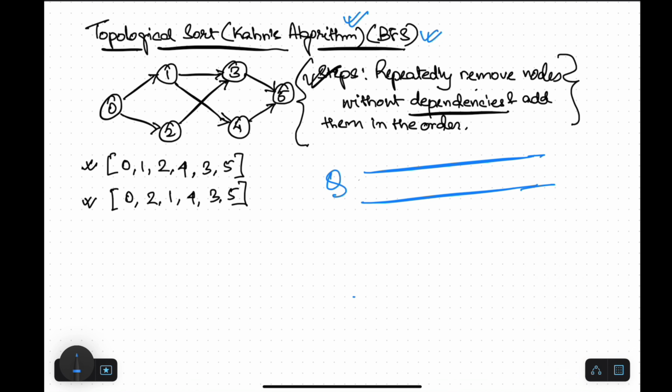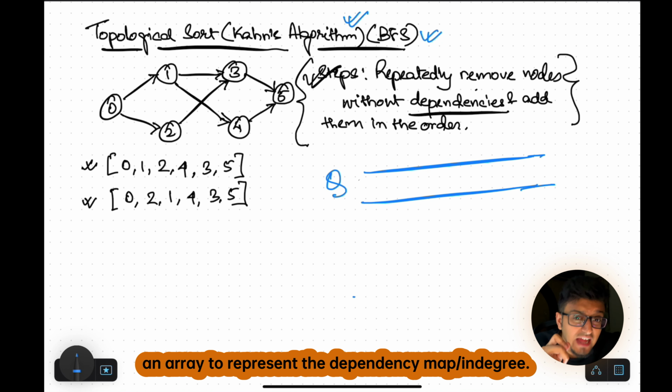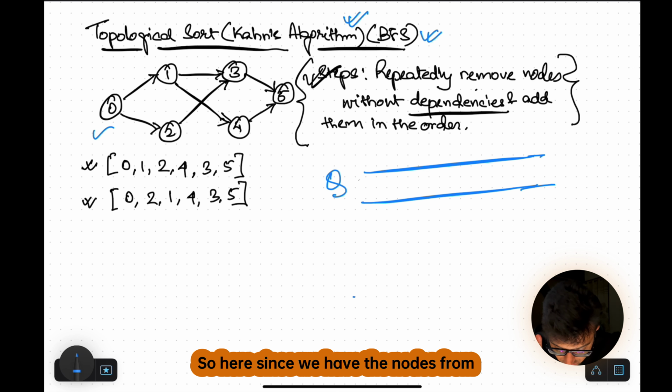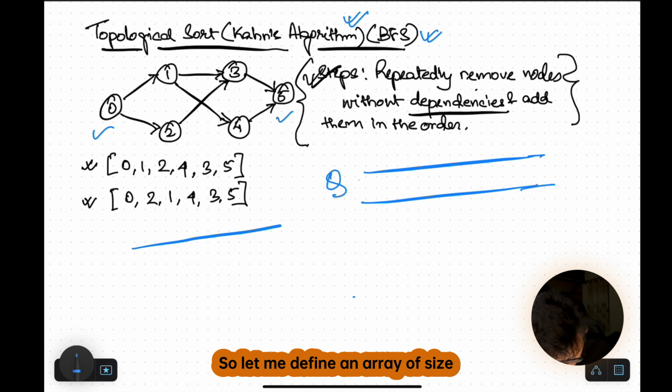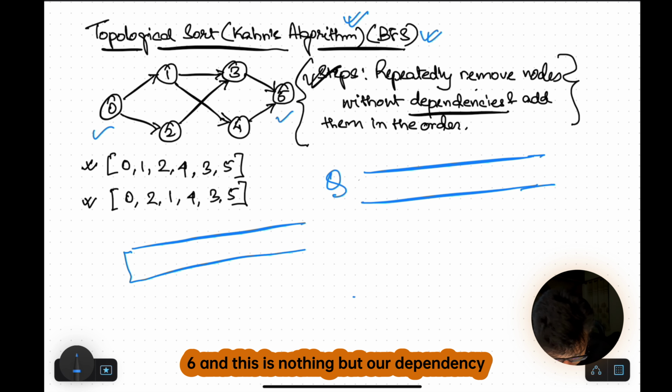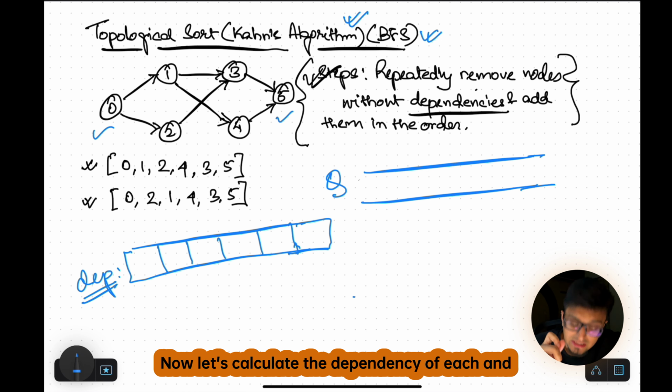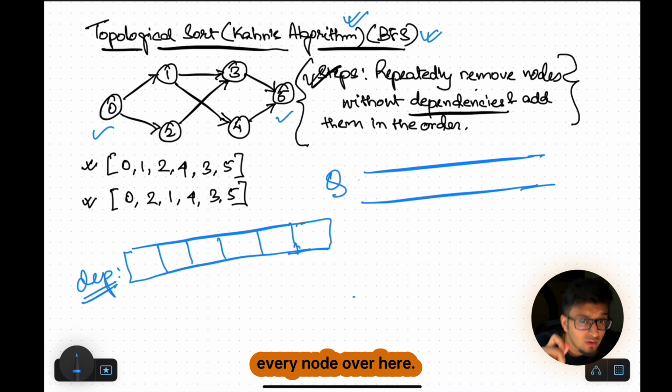Now what we have to do in the next step, we have to find out the dependency map that we were talking about. So here what we'll do, we will define an array to represent the dependency map. Since we have the nodes from 0 to 5, we will define an array of size 6. And this is nothing but our dependency map.